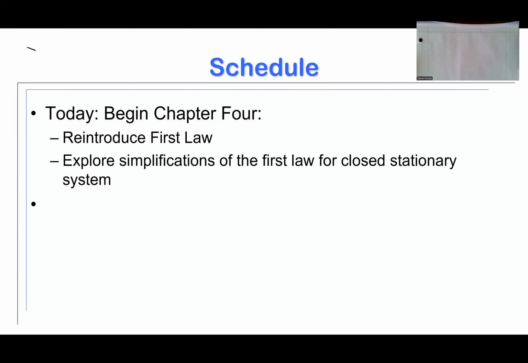For me, when I think about these chapters, Chapter 4 is basically First Law for closed systems, and Chapter 5 then is First Law for control volumes. And for us, I normally group those two chapters together into one exam. So that's what we're going to get started on. Both these chapters focus on First Law for different kinds of systems. In Chapter 4, we're going to focus on First Law for closed stationary systems.